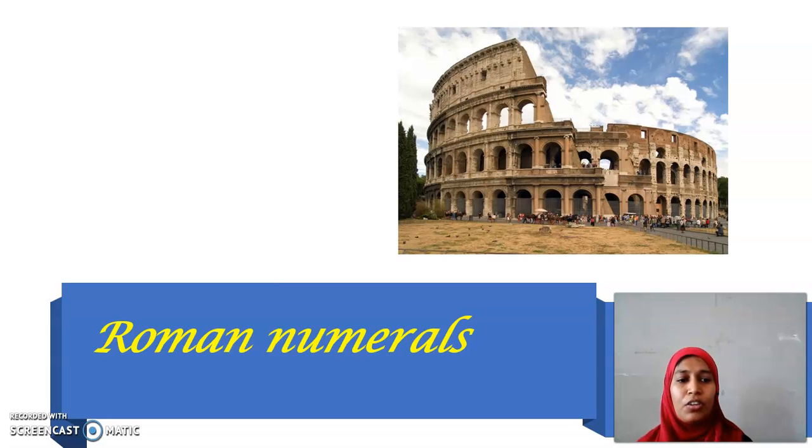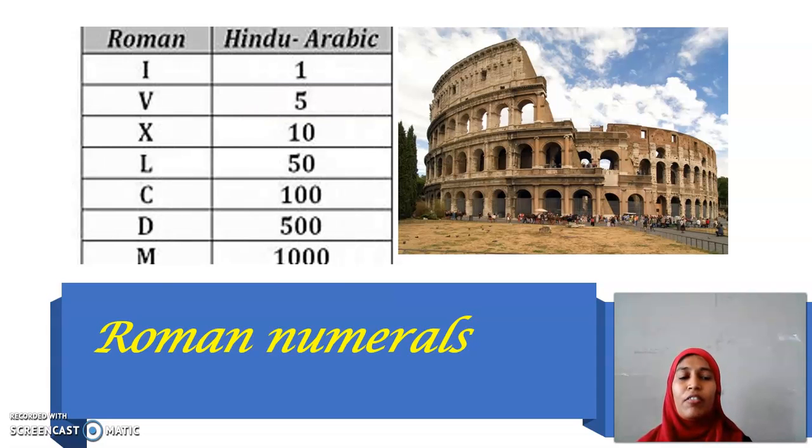And these people introduced another number system, and it is called the Roman number system, or Roman numerals. They are nothing but a few of the alphabets that we use. Like 1 is denoted by I, V stands for 5, X stands for 10, L stands for 50, C stands for 100, D stands for 500 and M stands for 1000.